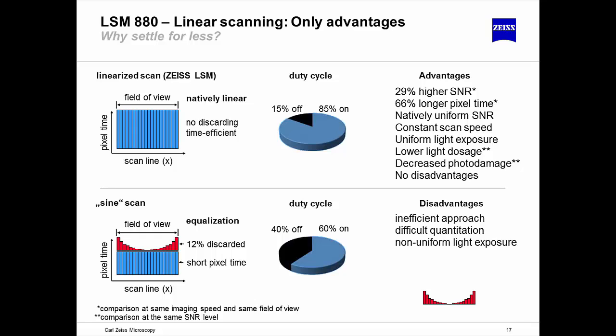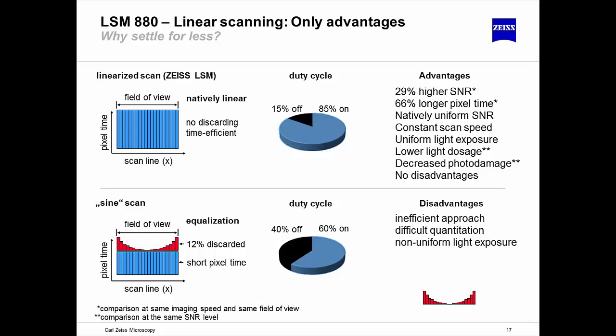Another downside of the sinusoidal scan is the duty cycle is lower. You only have, say, 60% of your time scanning to 40% not scanning. So in order to acquire the same signal to noise as a linearized scan, you have to put in more power. Basically, we feel that linearized scanning really has no drawbacks. You either get higher signal to noise when you're looking at the same imaging speed and the same field, or we end up with longer pixel dwells, or for instance we can lower the absolute light per unit time, in order to lower bleaching.